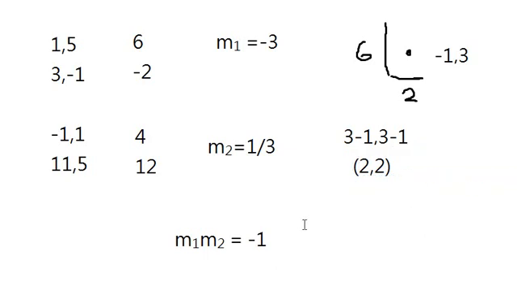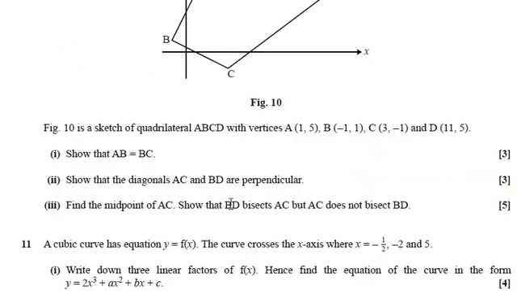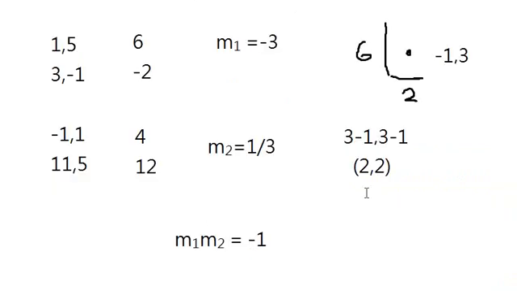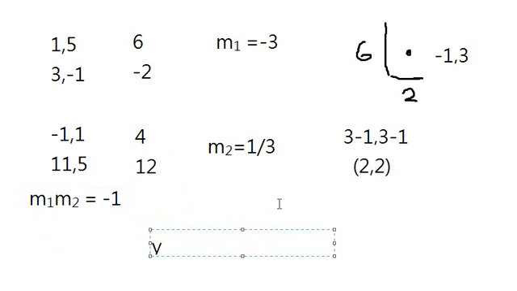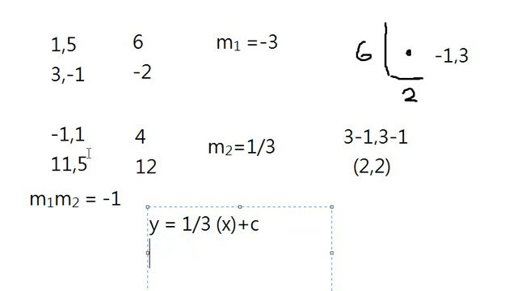And 2, 2 is the answer for the midpoint, and you have to show that the equation of BD cuts through that point. So for the equation of BD, we can use the gradient and the straight line general formula y equals mx plus c, where in this case m is M2, which is 1/3, plus c, and you substitute the values of one of the points B or D. I'll choose B.